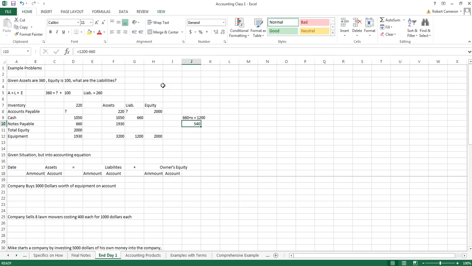So, as you can see right here, this is our answer, 540. So we started off with a bunch of numbers, and we had to categorize them.